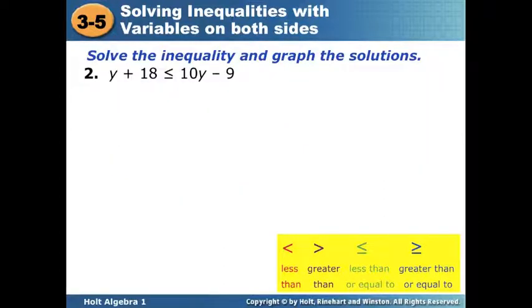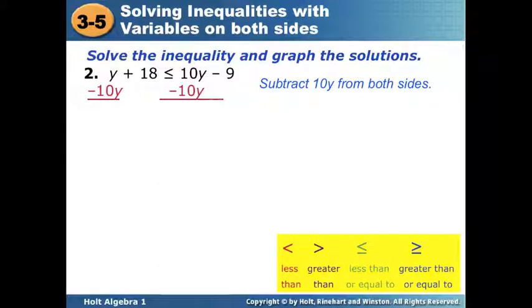Example number 2. Copy this to your notebook paper. We have y plus 18 is less than or equal to 10y minus 9. With variables on both sides, you'll need to move them to the same side. Again, I like to move my variables to the left, so that would mean subtracting 10y. Make sure you subtract your variable from the like term, the 1y. So 1y take away 10y is negative 9y. You'll bring down the rest of the problem.